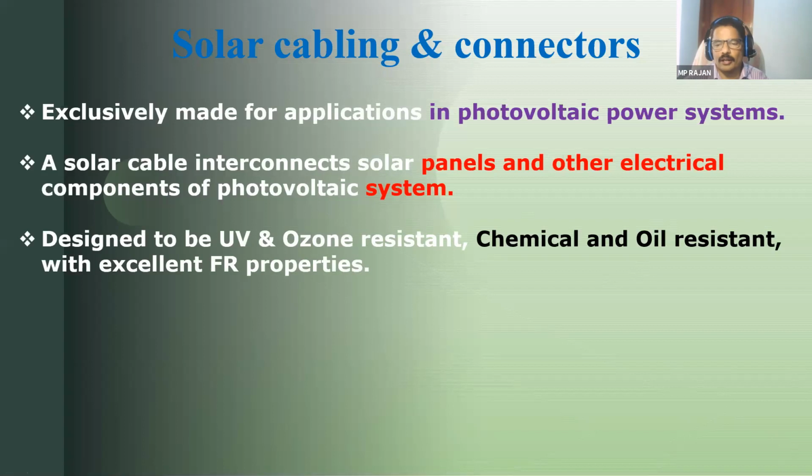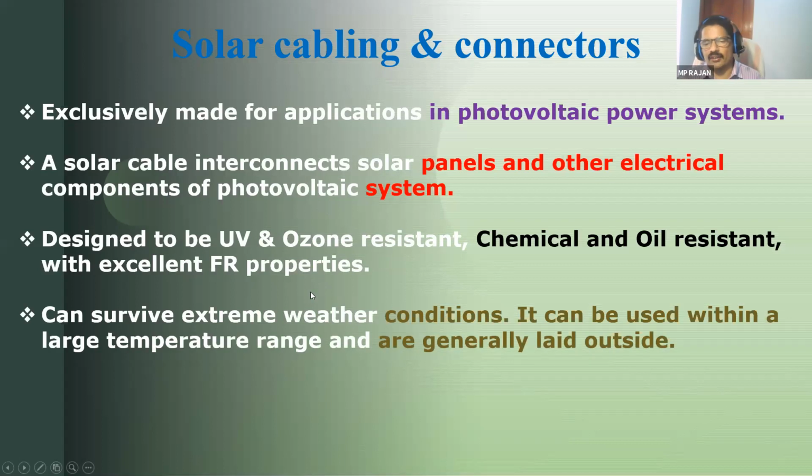We all know the solar panels are exposed to the sun, so the wiring cables will also be outside. So you should have some protection. They should not be damaged by weather conditions or ultraviolet. They should be resistant to ultraviolet and ozone, and likewise chemical and oil resistant. They should also have fire resistant properties. The insulation should have all these properties, because unlike our house wiring, it is not concealed; it is lying outside in the sun.